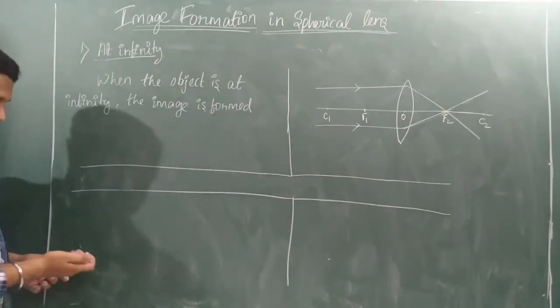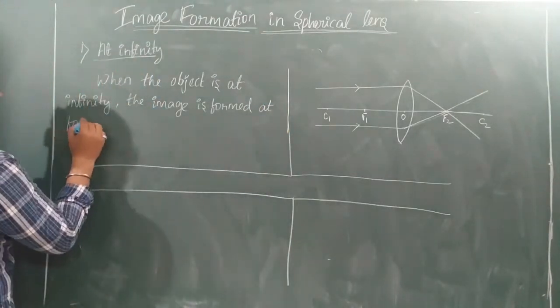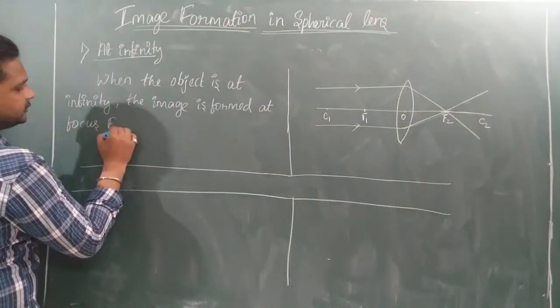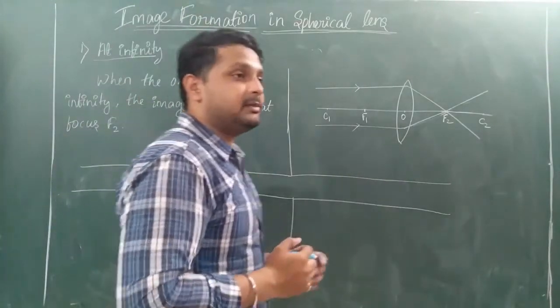The image is formed at focus F2. What will be the nature of the image?